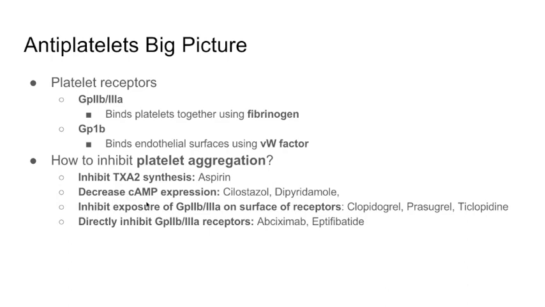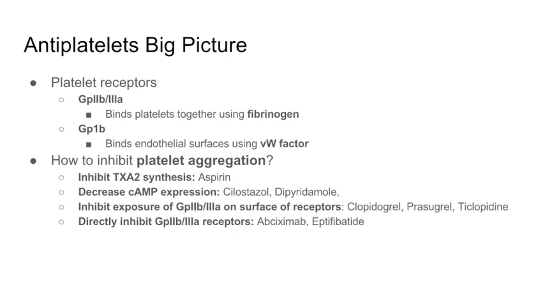Second thing that we can do to inhibit platelet aggregation is that we can decrease cyclic AMP expression. If you have a lot of cyclic AMP, then you have a lot of platelet aggregation. And the medications that decrease the cyclic AMP expression are these two medications, cilostazol and dipyridamole. Third way that we can inhibit platelet aggregation is that we can inhibit exposure of these receptors, the 2B3A receptors, and these are using medications clopidogrel, prasugrel, and ticlopidine.